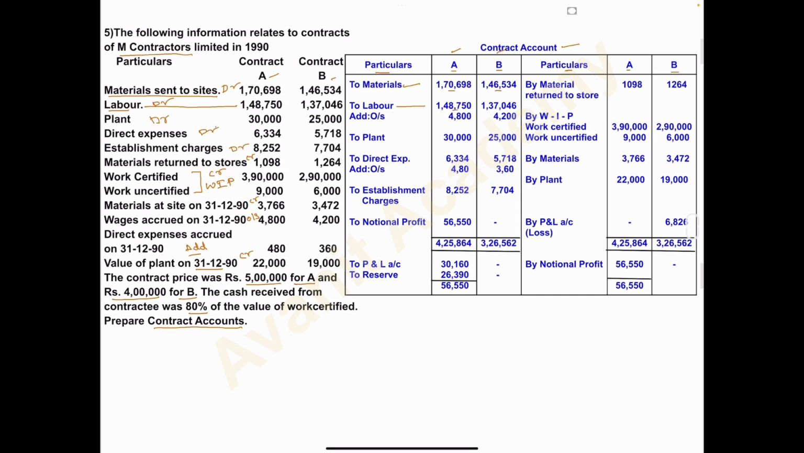Labor. Contract A amount is 1,48,750. Contract B 1,37,046. So wages outstanding amount is given. So add that. Wages accrued. Add outstanding. A is 4,800 and B 4,200.